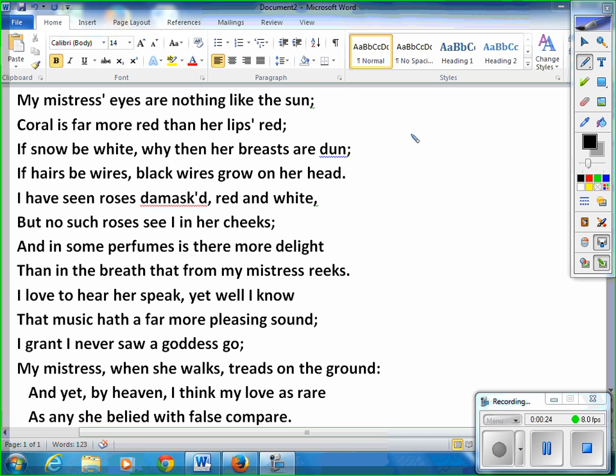All right, and you're going to want to write this down because you're going to use this for homework today. Now, the reason we annotate poetry is to essentially allow us to better understand it, because poetry can be kind of confusing and weird, right?